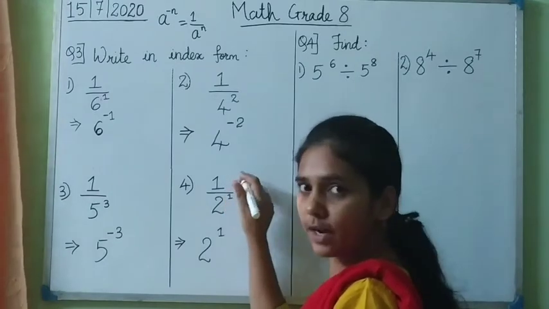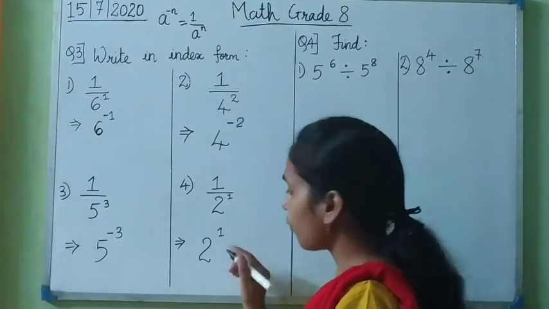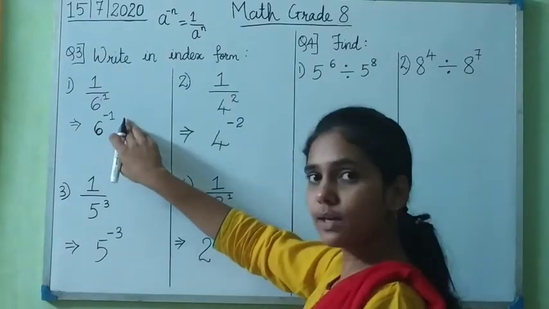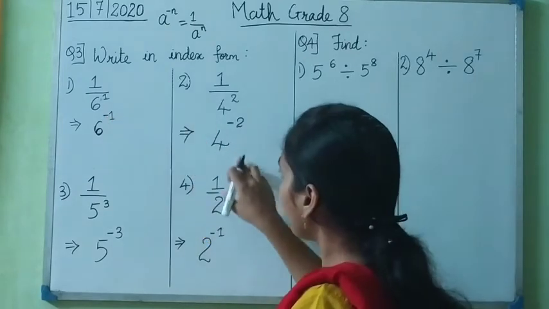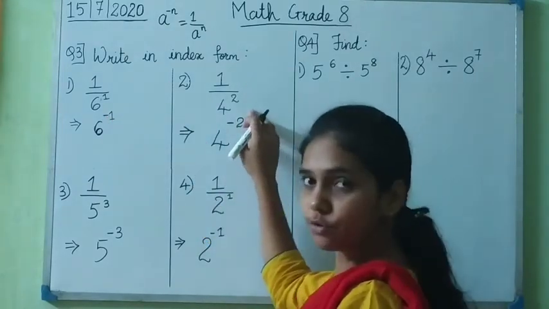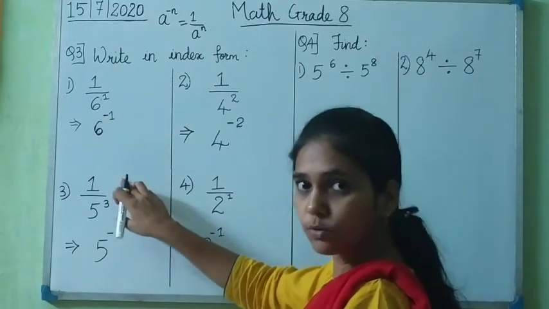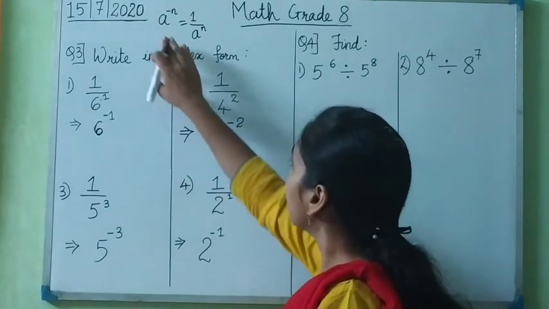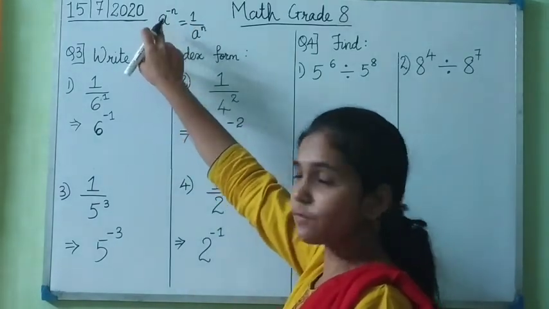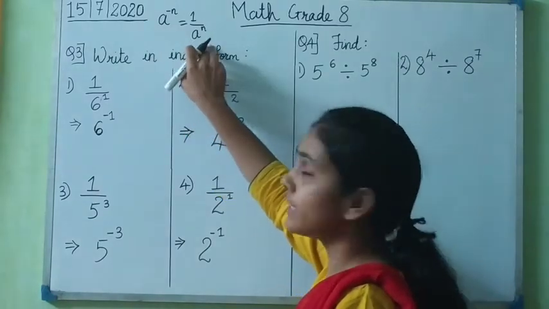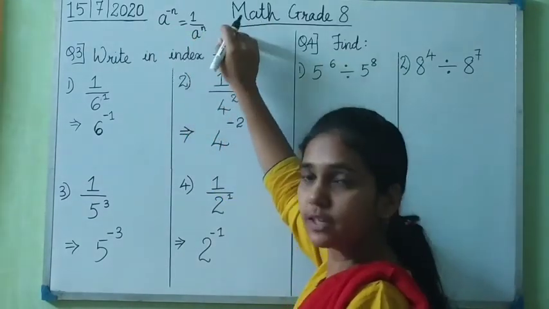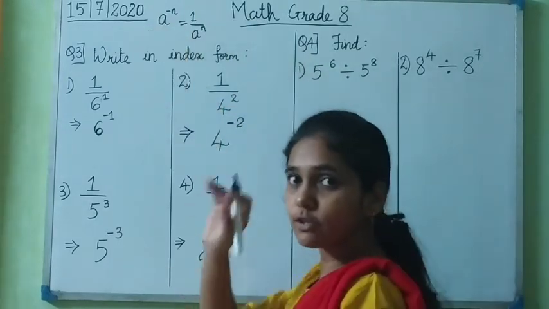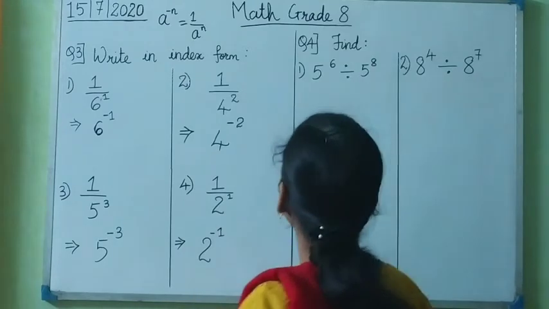Only we are not writing it as 1 upon something. We are writing it in the index form, so we put a negative sign. So these are all equal. 6 raised to minus 1 is equal to 1 upon 6 raised to 1. 4 raised to minus 2 is equal to 1 upon 4 raised to 2. 5 raised to minus 3 is equal to 1 upon 5 raised to 3, and 2 raised to minus 1 is equal to 1 upon 2 raised to 1. If the index form is given to us, we can write it in the fraction form as we did in question number 2. And if the fraction form is given to us, we can write it in the index form, because both are equal.